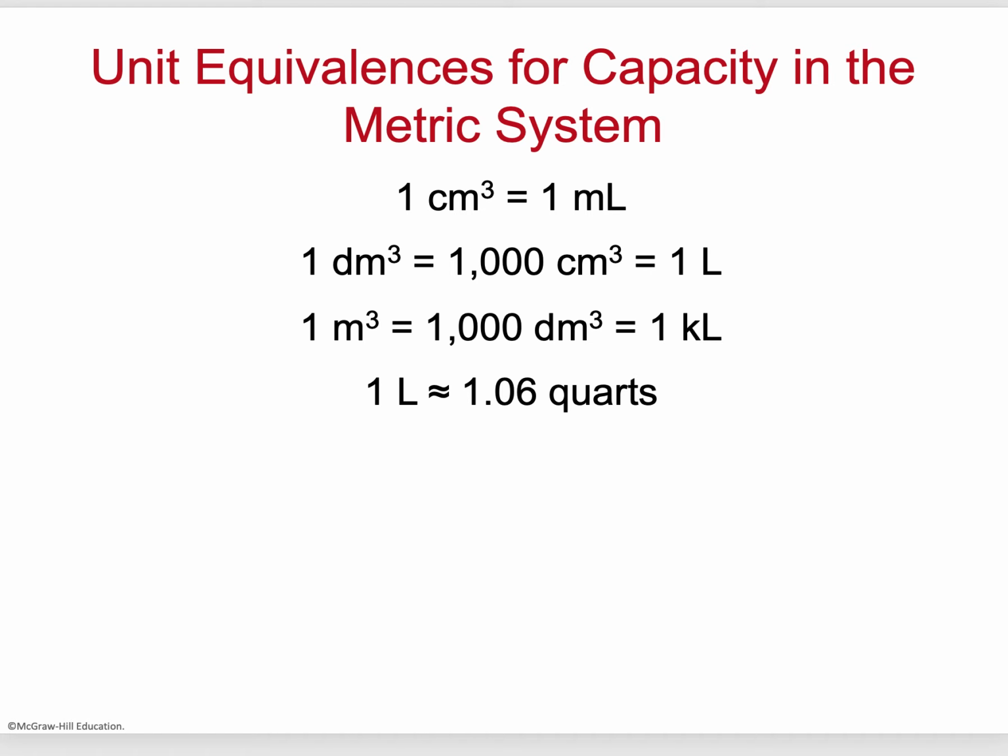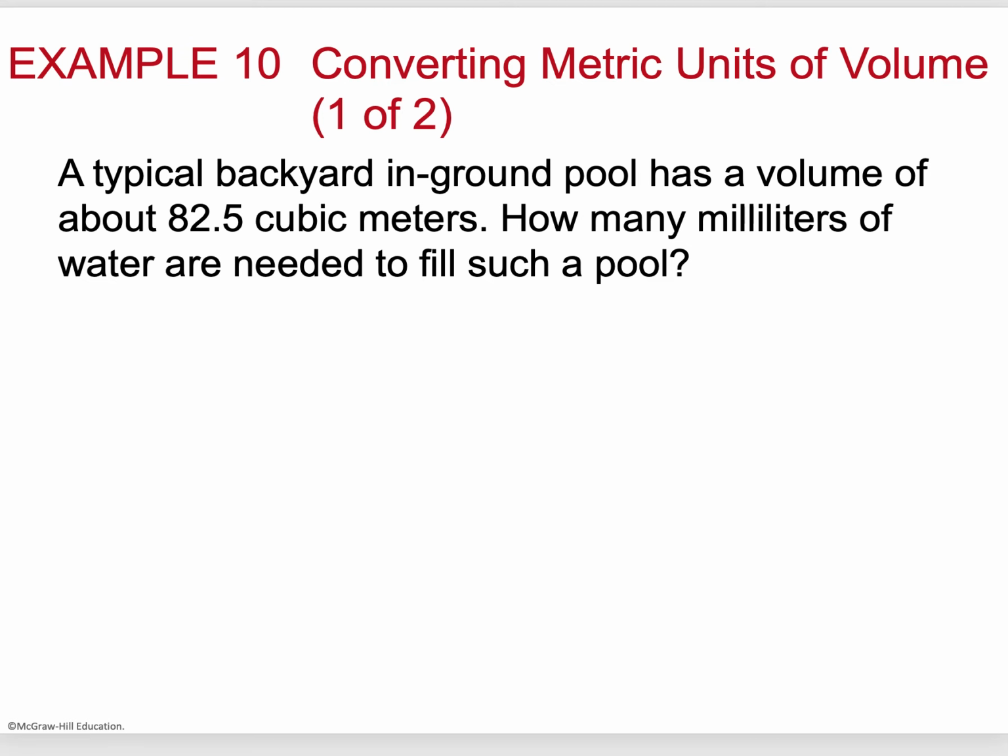Now my unit equivalences for capacity, I have some additional ones. These are some additional conversion factors that could be helpful for you to write down. So let's look at applying these. A typical pool has a volume of 82.5 cubic meters. How many milliliters of water are needed to fill the pool?